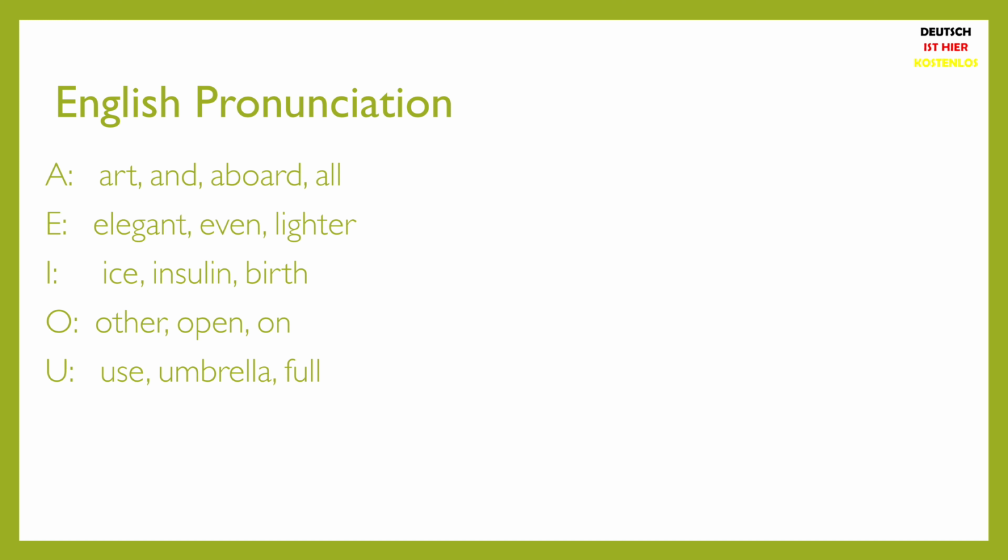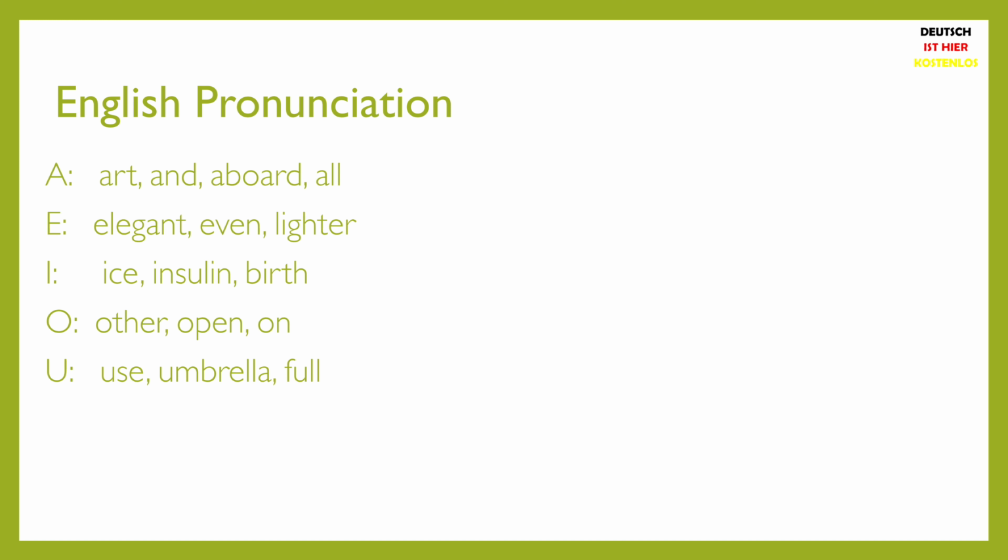Again, unlike English, pronunciation in German is very simple and straightforward, especially when it comes to vowels. All the 5 vowels in English can have many different ways of pronunciation. For example, as you can see on the screen, the words art and abroad, all, have different ways of pronouncing the same letter A.